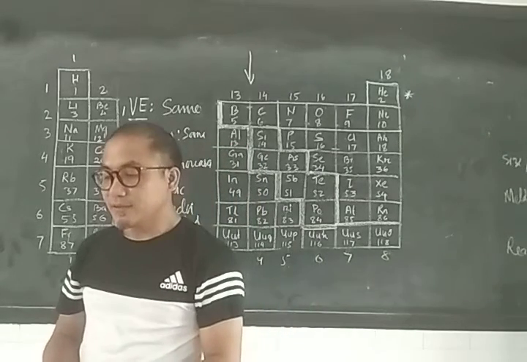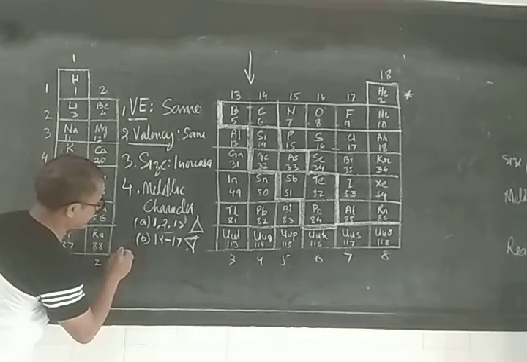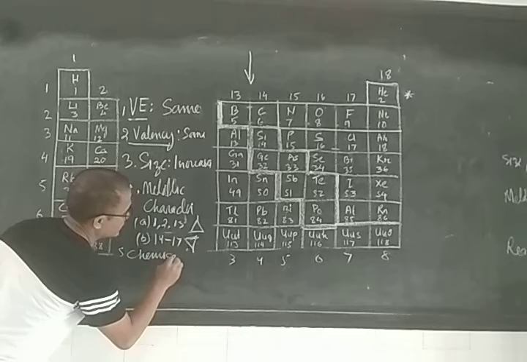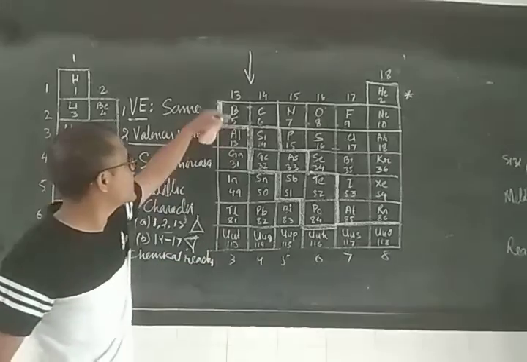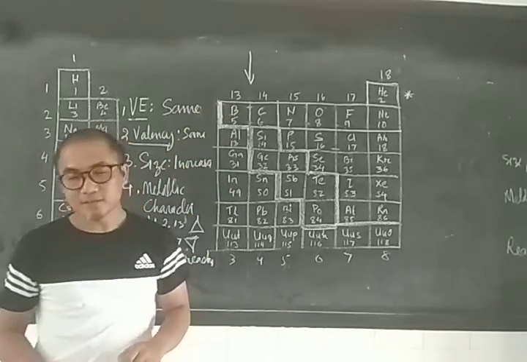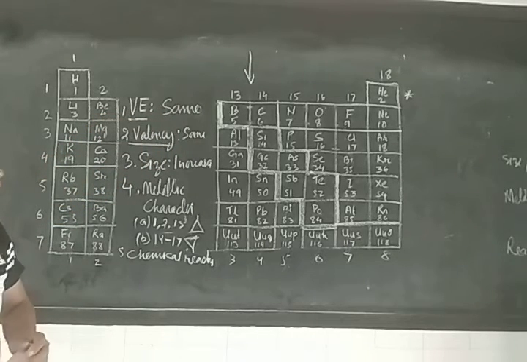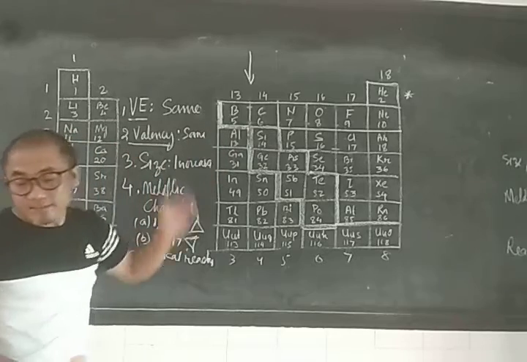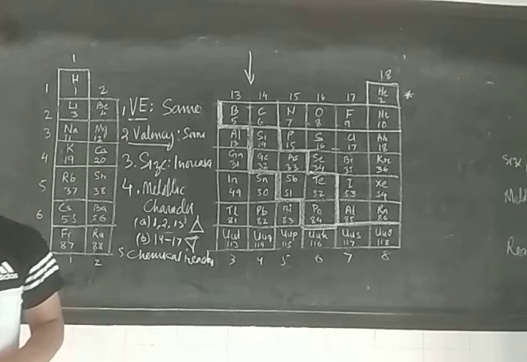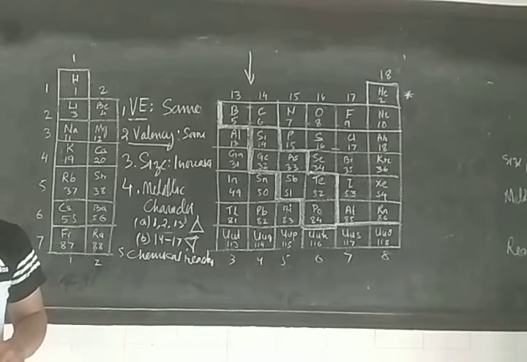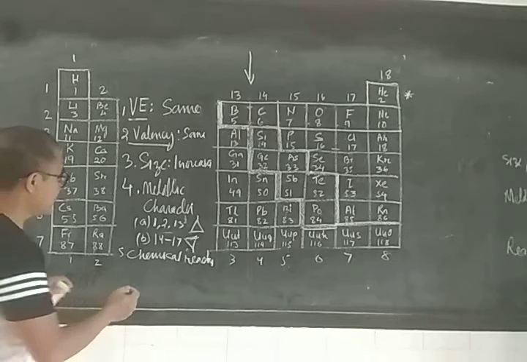I hope that it's clear. Then we'll proceed to the next one. Chemical reactivity, number 5. What happened to the chemical reactivity as one moves down here? As one moves down from top to bottom, the first group again, that is group 1, group 2 and group 13. While going down the group 1, 2 and 13, the chemical activity of metal increases here.